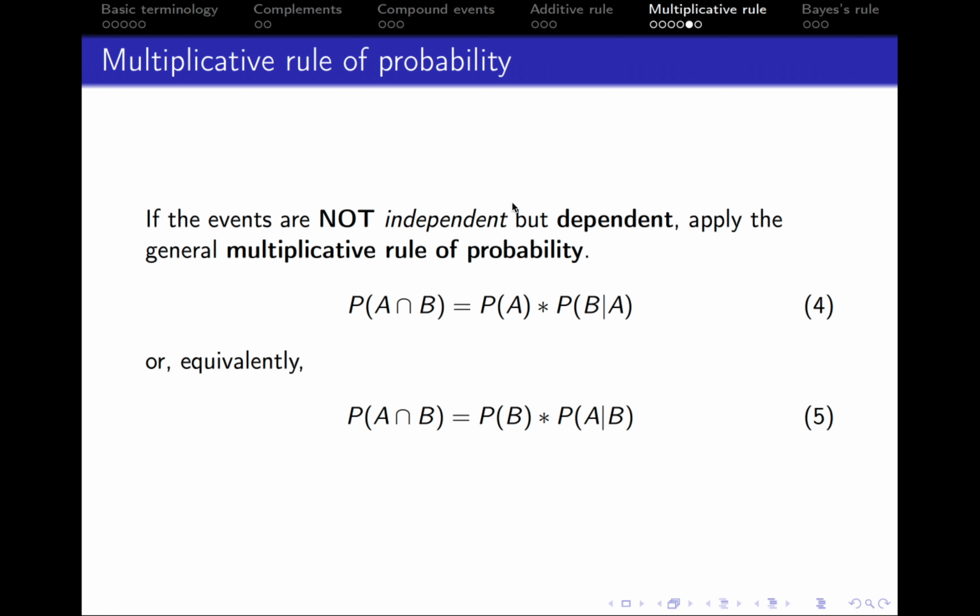And in this case, we need to apply the general multiplicative rule of probability. So if you would like to find the probability of the intersection of events A and B, given that those events are dependent, here is the formula. We take the individual probability of event A and multiply it by the conditional probability of event B given that event A has happened. Or equivalently, we can get the probability of the intersection of events A and B by multiplying the individual probability of event B by the conditional probability of event A given that event B has happened.